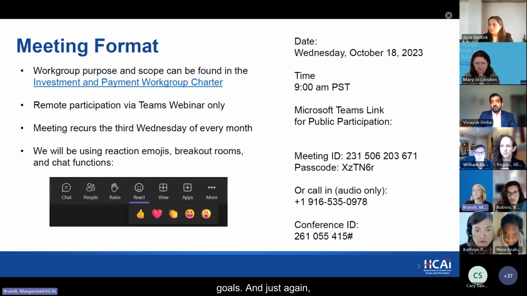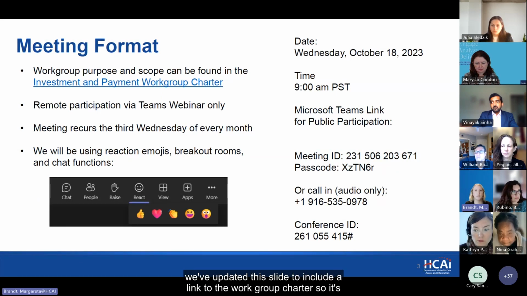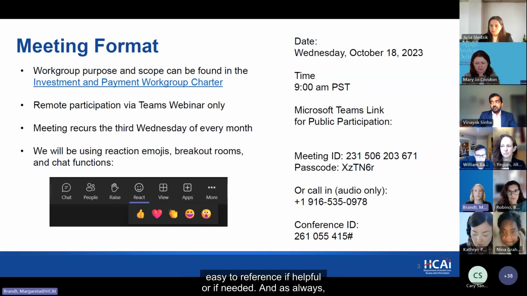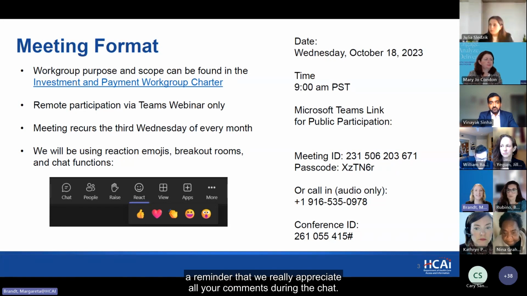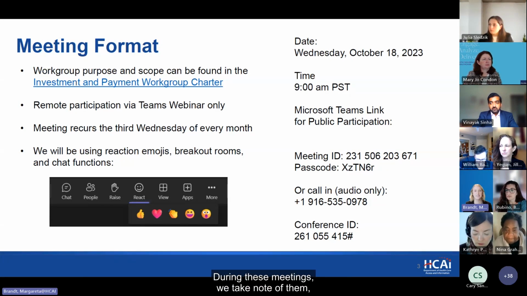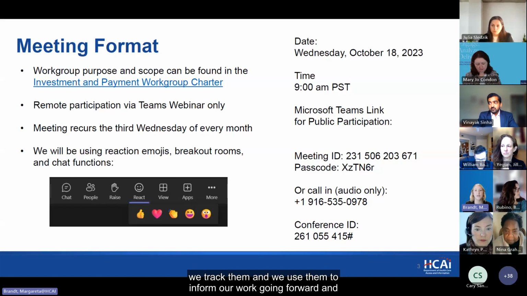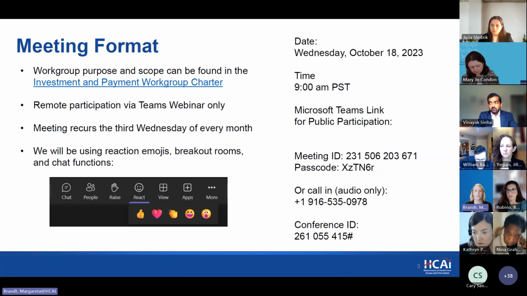And just again, a quick reminder of our meeting format, and just a note, we've updated this slide to include a link to the work group charter, so it's easy to reference if helpful or if needed. And as always, a reminder that we really appreciate all your comments in the chat during these meetings. We take note of them, we track them, and we use them to inform our work going forward and adjust our materials.